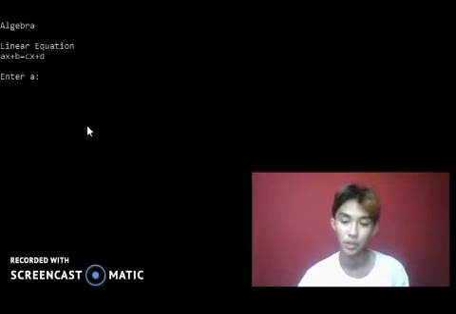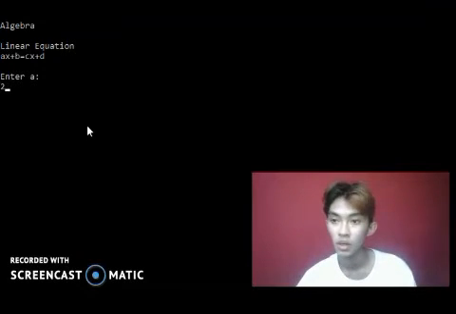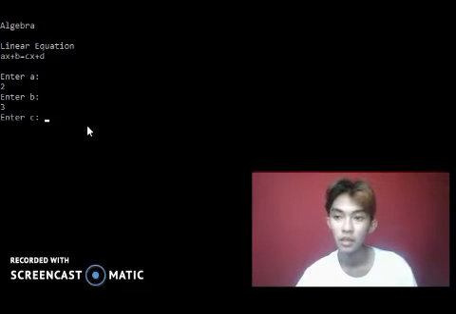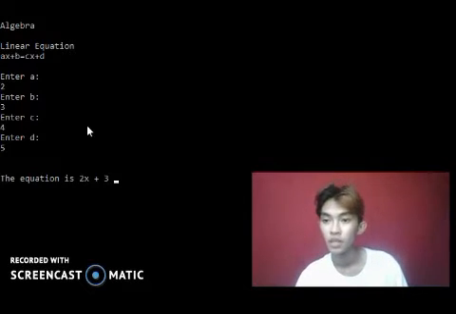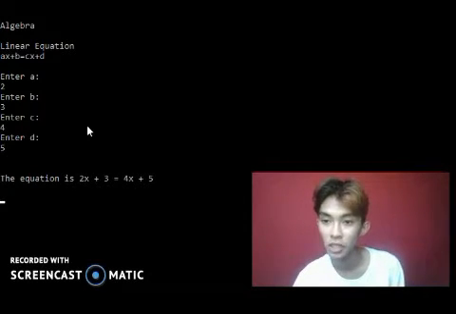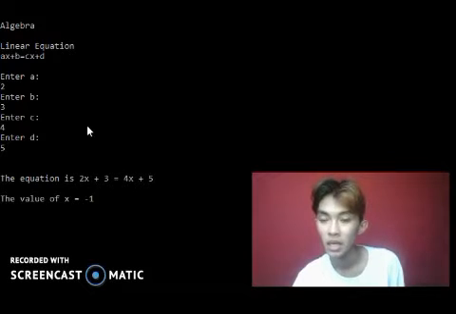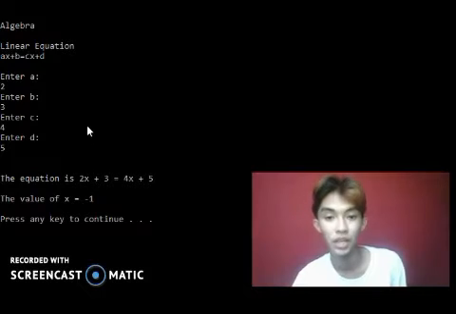So first, the computer will ask, what is the value of A? So for example, 2. The value of B is 3. The value of C is 4. And the value of D is 5. So the computer will generate the equation 2x plus 3 is equal to 4x plus 5, and the value of x is equal to negative 1. So let me show you and prove to you that the value of x is really negative 1.